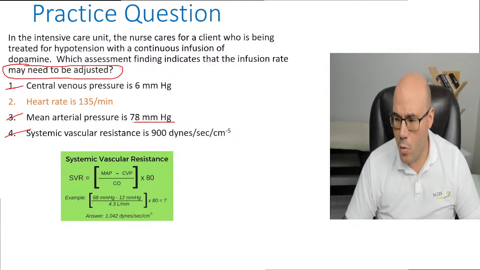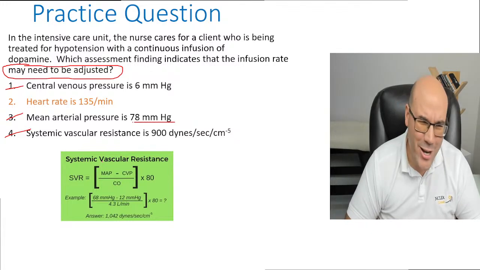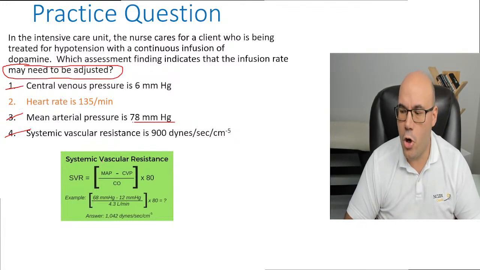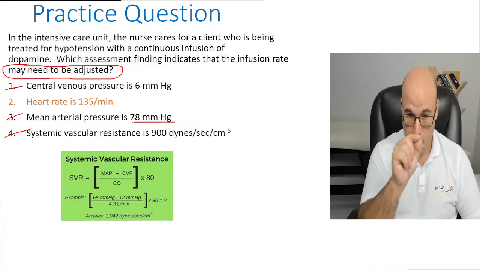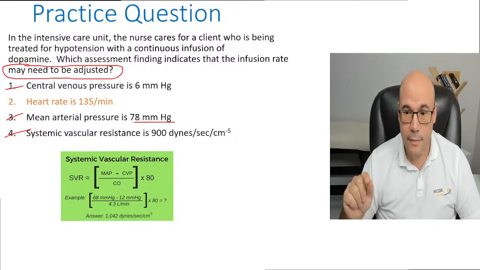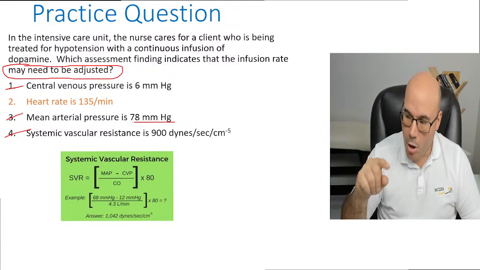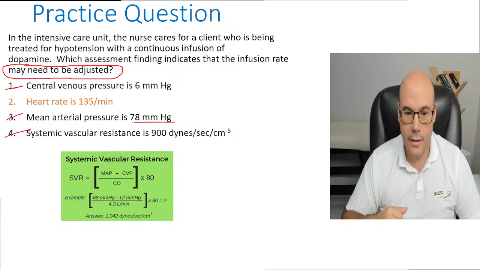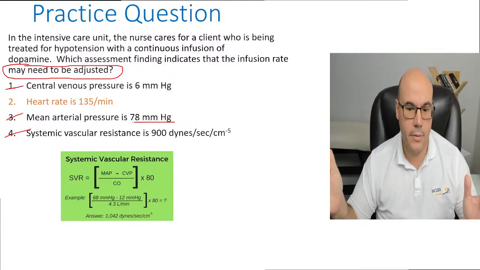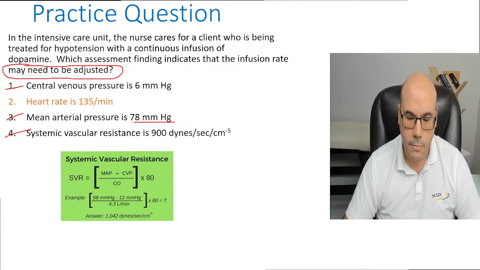I post this quick image here to show you how to calculate systemic vascular resistance. You don't need it for the NCLEX, okay? But I want you to know where the number comes from. How to get the 900 dynes. How is that calculated? Basically, systemic vascular resistance is MAP minus CVP divided by cardiac output, multiplied by 80. That's going to give you the systemic vascular resistance. If it's between 800 and 1200, it's normal.